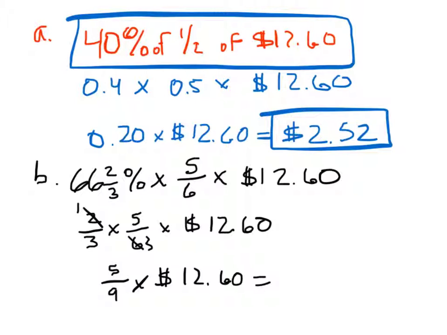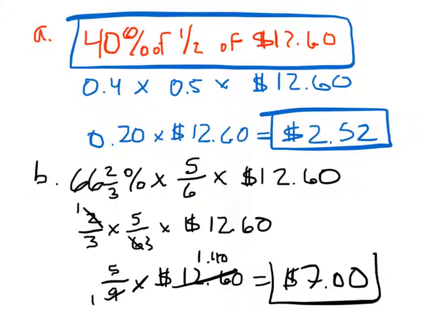Go ahead and solve that. Let's see. First of all, 9 would. I could reduce this to 140. 9 will go into there 14 times. So 5 times 140. On my calculator here, that'll give me $700.